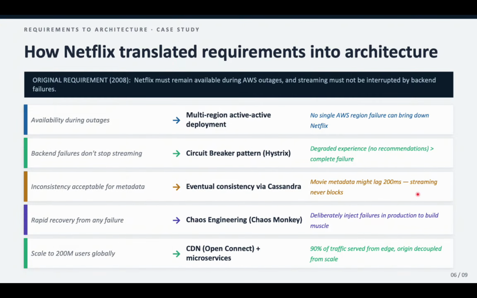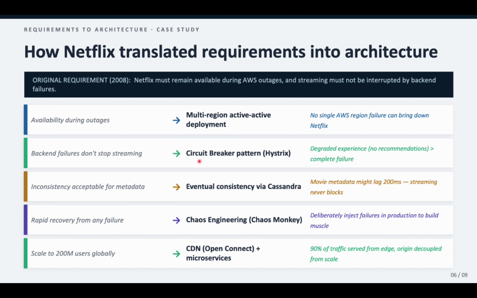So that business question becomes an architectural requirement. Netflix must remain available during AWS outages. So let us trace how that one requirement became 5 architectural decisions. First decision, there was multi-region active deployment. Instead of one primary region with a backup, Netflix deployed in multiple AWS regions simultaneously, all of them serving traffic. If one region fails, traffic automatically routes to others. No manual intervention, no waiting, everything was automatic.